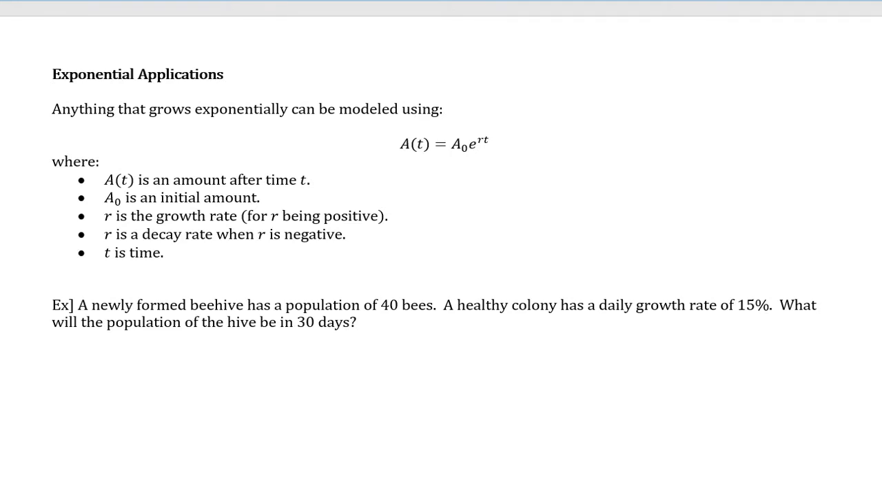Hi everyone, and welcome to our video on exponential applications. So exponential applications just involve the exponential growth formula or equation, which is usually something like this.